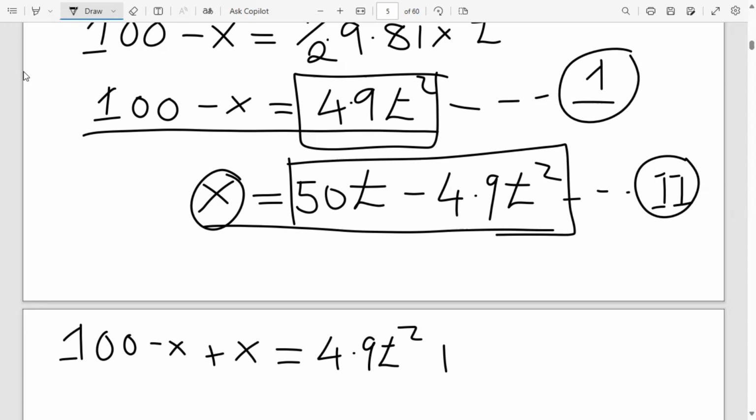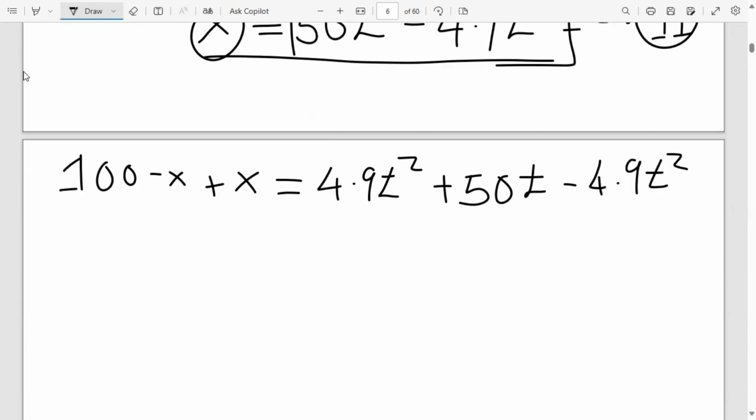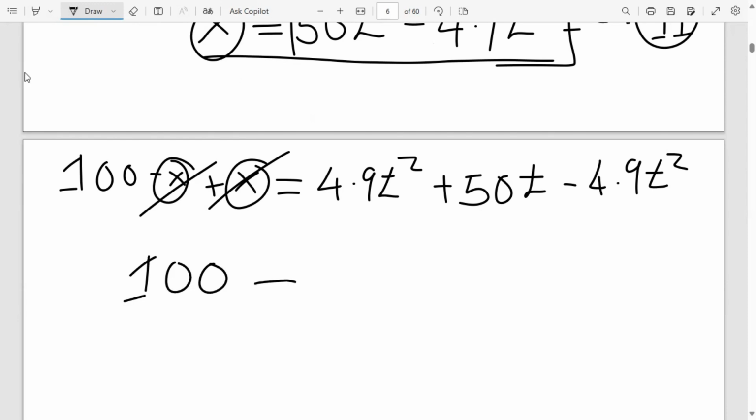So 4.9t squared plus 50t minus 4.9t squared. Okay. From here, what are we going to have? We can see negative x plus x. This will actually terminate the x from the right-hand side of our equation. So we're going to have 100 being equal to 4.9t squared minus 4.9t squared. It will terminate that part of the equation.